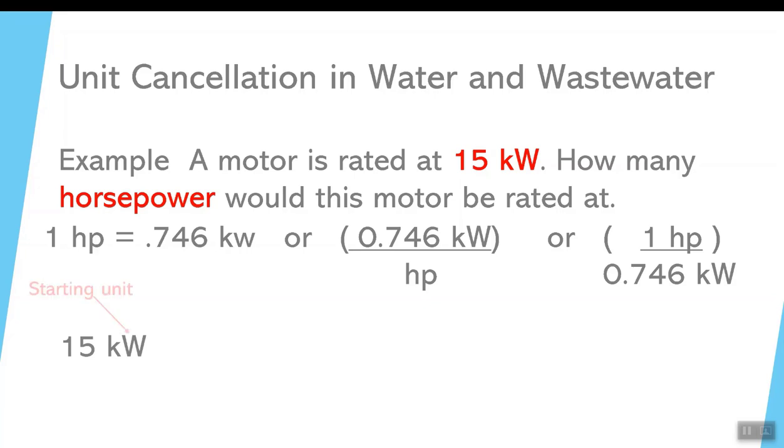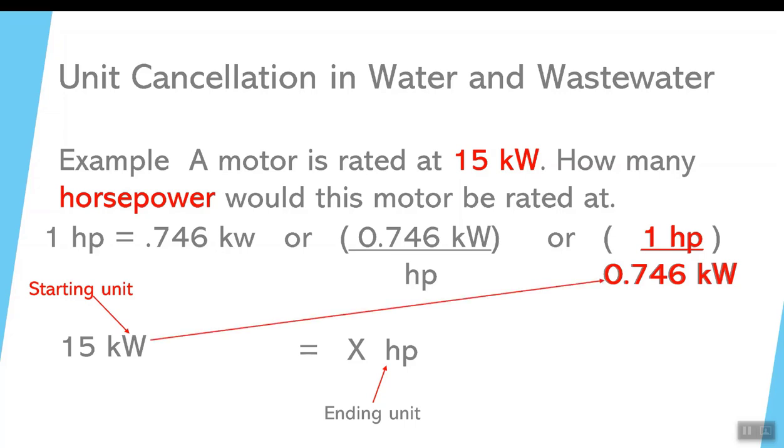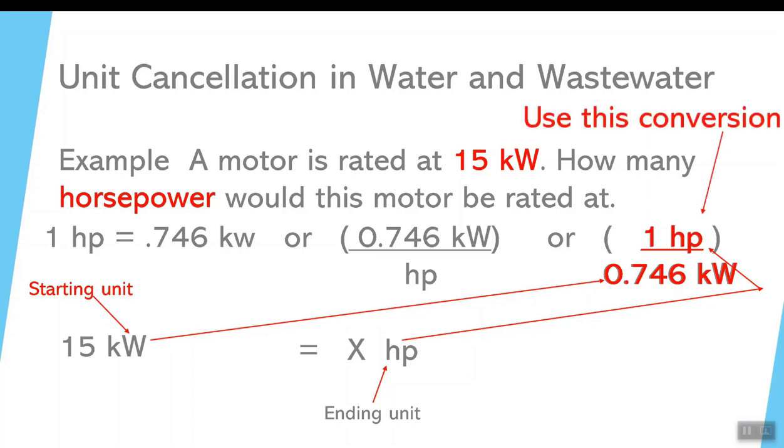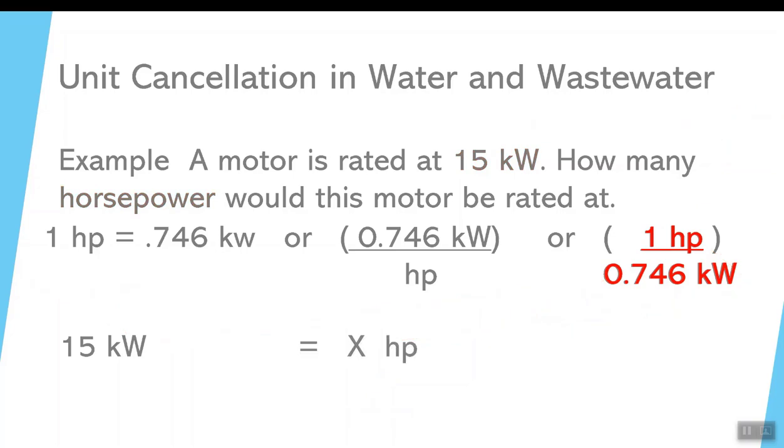So 15 kilowatts is our starting unit, our ending unit is horsepower, and our conversion, notice, has to have the kilowatts in the bottom because we want to get rid of it. And the ending unit has to be on the top so that horsepower equals horsepower. So now we've got the correct starting point, the correct ending point, and the correct conversion unit, and now we are ready to do the actual math. And when you put these in, notice the kilowatts are going to cancel out. The horsepower is equal on both sides. So we know that we are doing the right formula.